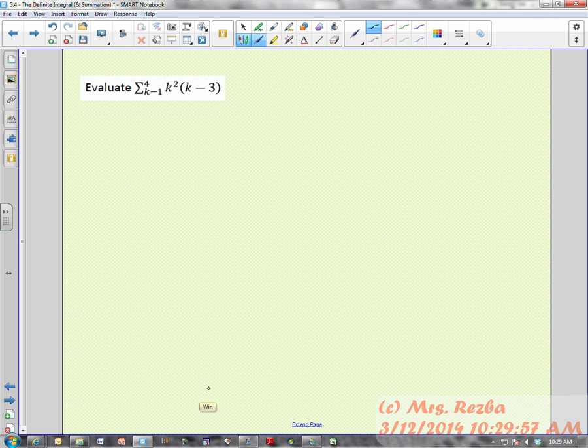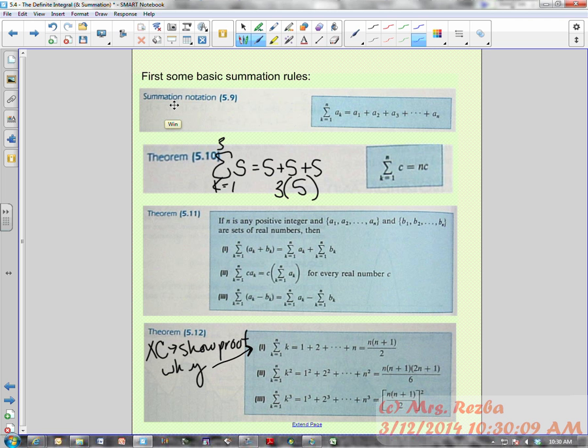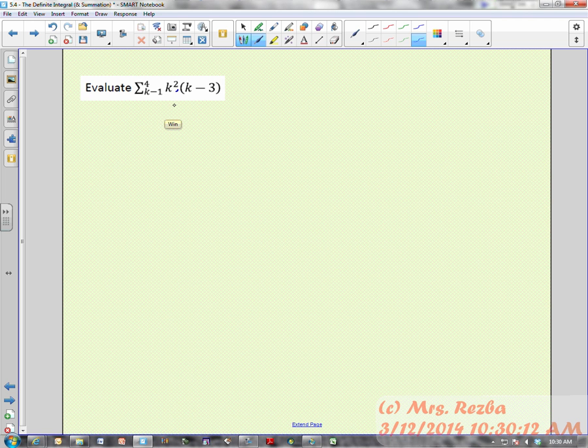So let's try some summations. Here we have a summation. This summation is a product. It's a summation of k squared times k minus 3. We don't have any summation rules for a product. So just like our integrals, just like our derivatives, we want to try to break it down. Sorry, that is an equal sign. Microsoft Word does not always like to write summations correctly, so I apologize.